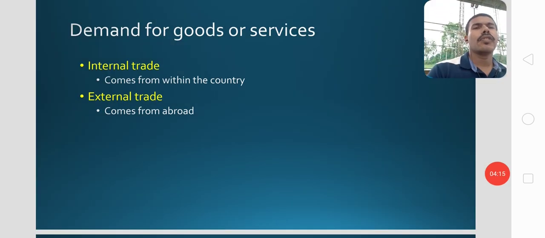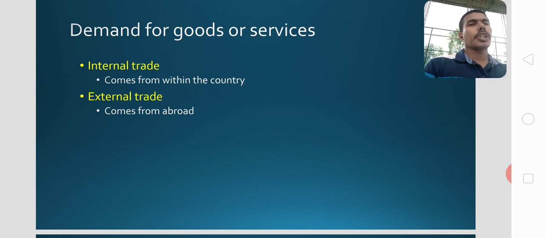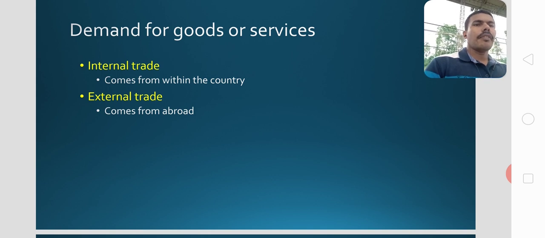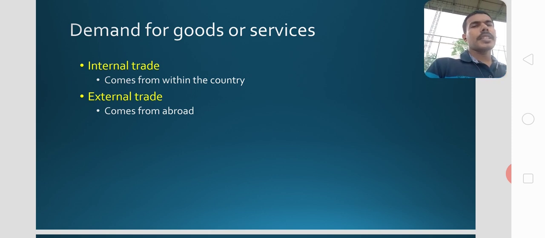On the basis of demand for goods and services, internal and external trade can be distinguished. The demand for commodities in the case of internal trade is coming from within the country. For example, the demand for Tamil Nadu vegetables is coming from Kerala. That means production and demand are within the country. Supply and demand are in the same country, that is India.